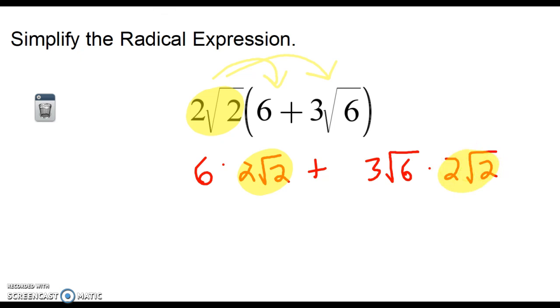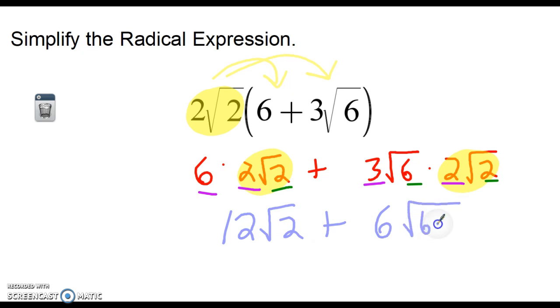Now how I handle this once I try to distribute is I multiply the numbers on the outside times each other and the numbers on the inside times each other. And so notice on the first term, the first distribution of 2 square roots of 2 times 6, there was no radical there. So I'm just going to multiply the 6 and the 2, and I get 12 square roots of 2 plus 3 times 2 is 6. I have the square root of 6 times 2.